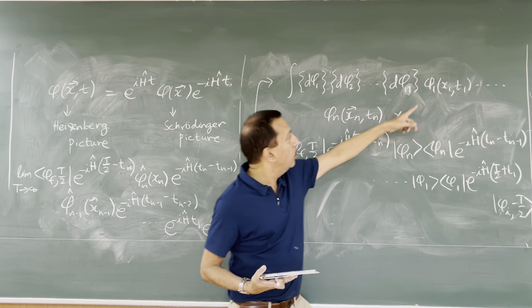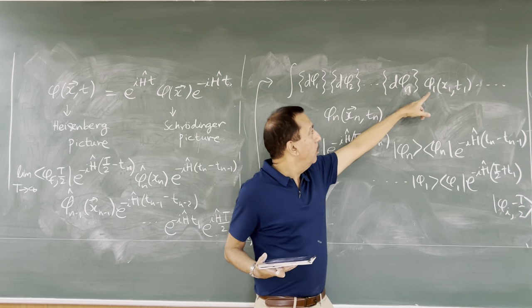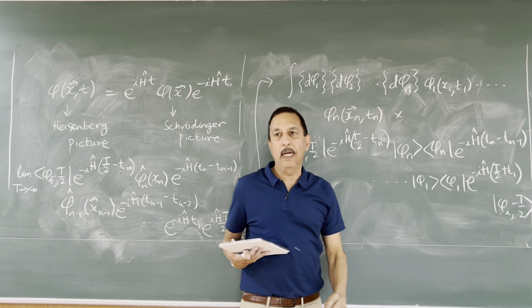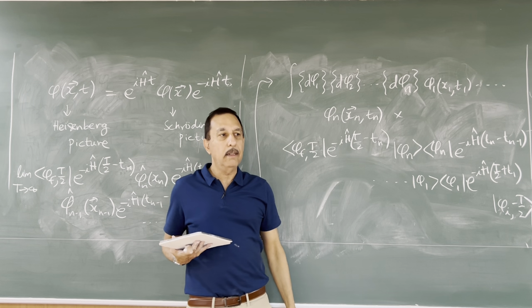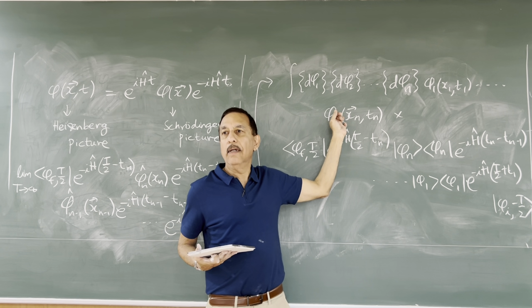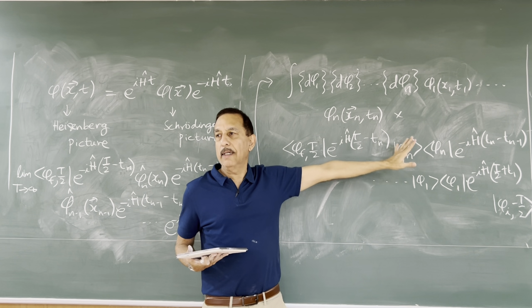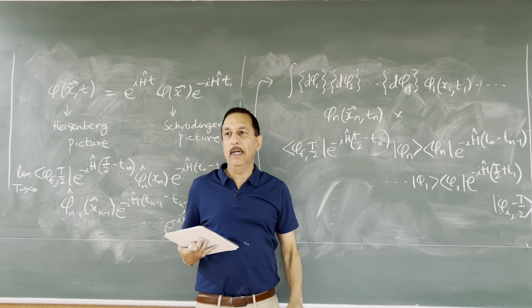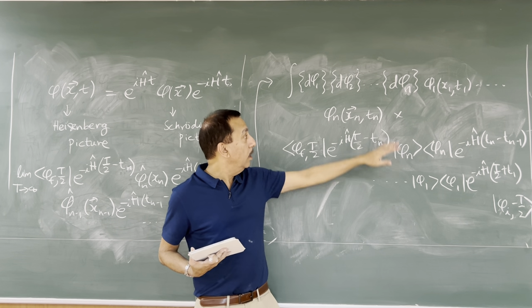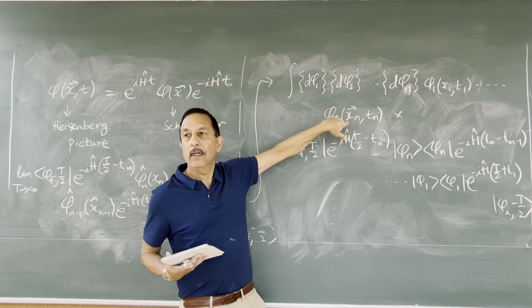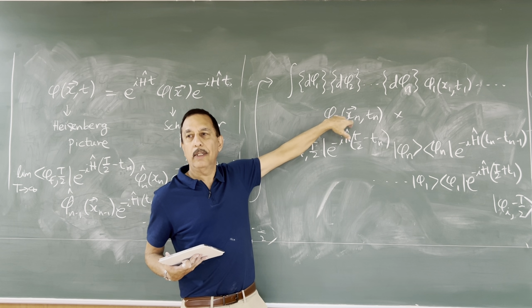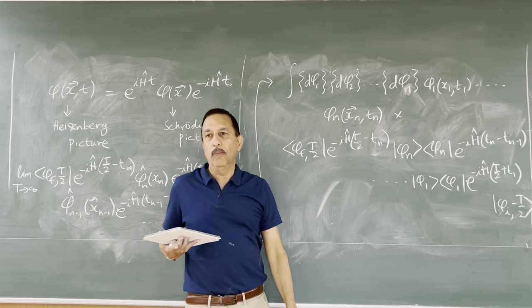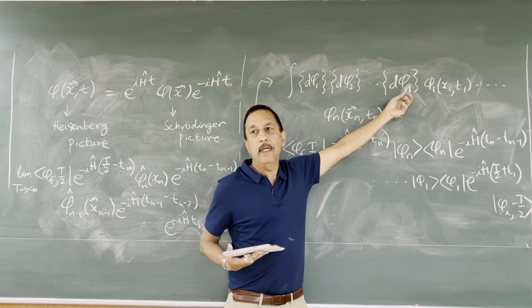How did I get these to be functions? Well, what I did was these were operators phi hat, but they were acting on a position eigenstate, and so they pulled out the eigenvalue. And since that eigenstate is at a particular time t, they pulled out the eigenvalue phi_1(x_1, t_1) at that value. Okay, this is not a Schrodinger operator, no, it's a Heisenberg operator. It's not an operator at all. It's just the eigenvalue of that particular position eigenstate, and I'm doing this integral over it.